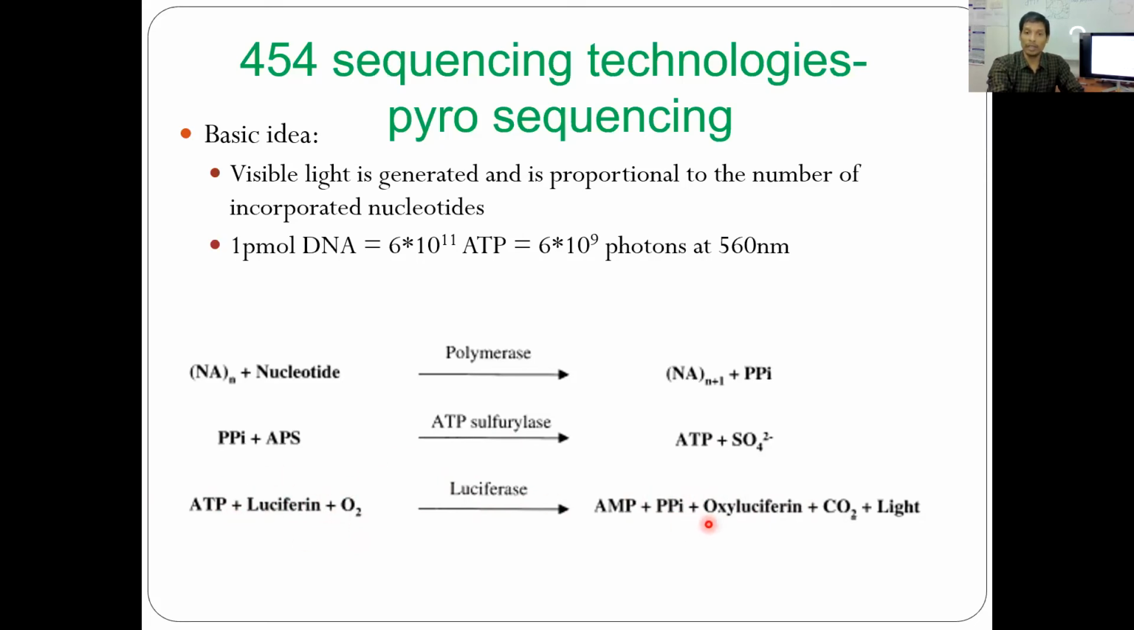Apart from that, oxyluciferin is produced, but it's not actually our interest. What is our interest? Apart from the oxyluciferin, the ATP is broken down into AMP and PPi, and oxygen is released as carbon dioxide, and this reaction releases energy in the form of light. This light is our interest. So whenever a nucleotide is added to the primer, light is produced. That is what you need to understand with this reaction.